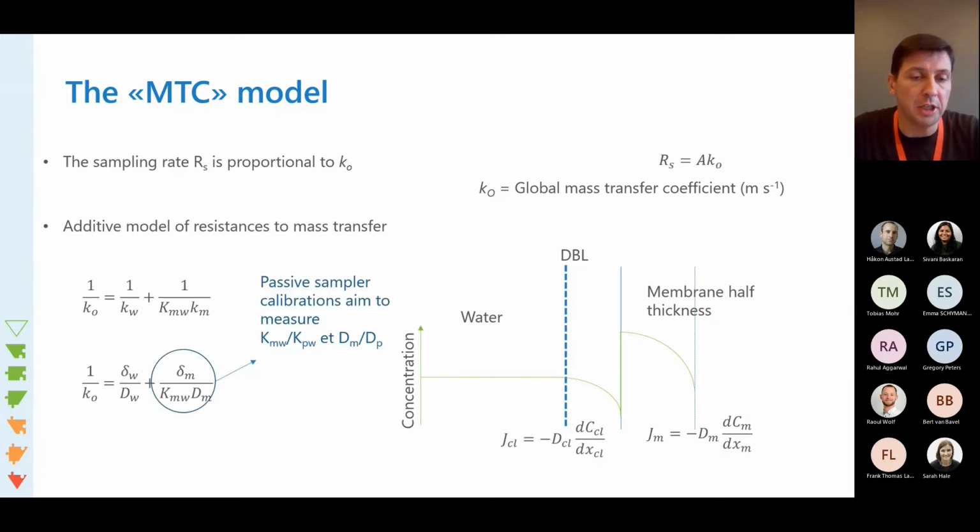So when we do calibration in the laboratory, most of these calibrations are aimed at measuring these partition coefficients or distribution coefficients, and then also measuring the diffusion or the transfer across whatever membrane is selected for the compounds that we're interested in.